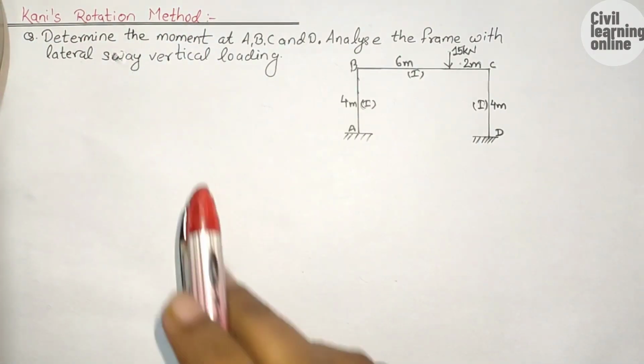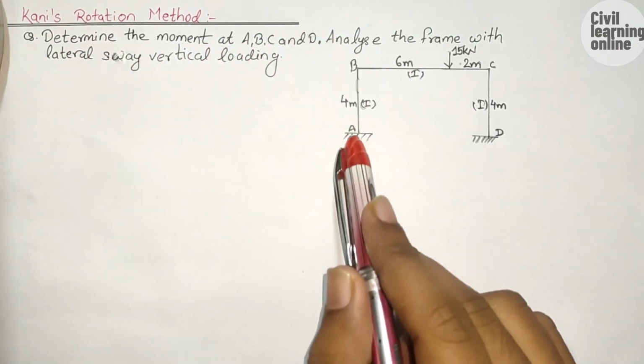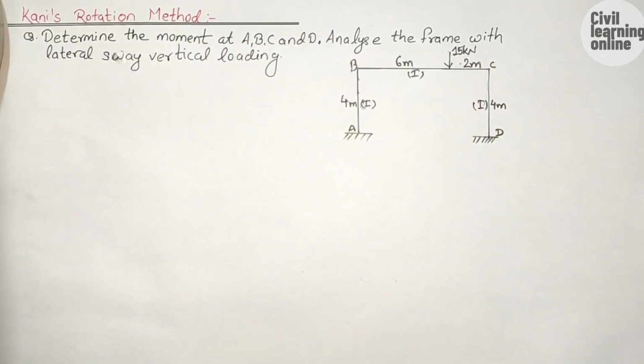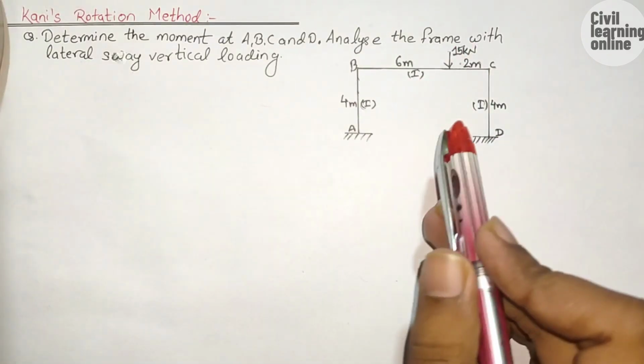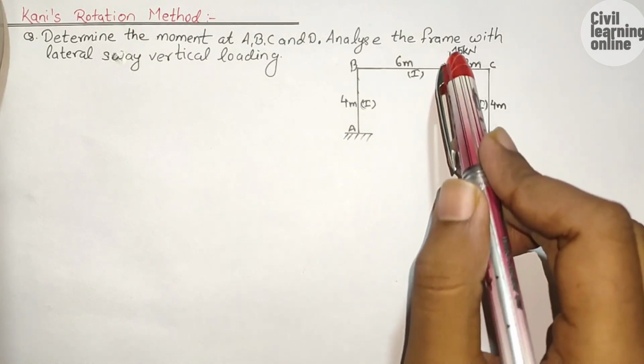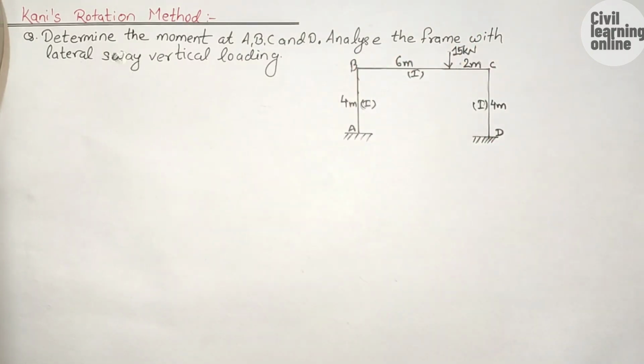In this method we are asked to find the moment at A, B, C and D, which is clearly shown in this diagram, and we are asked to analyze the frame, which is literally a sway-free frame, having the vertical loading of 15 kN at a span of 6 meters from support B.